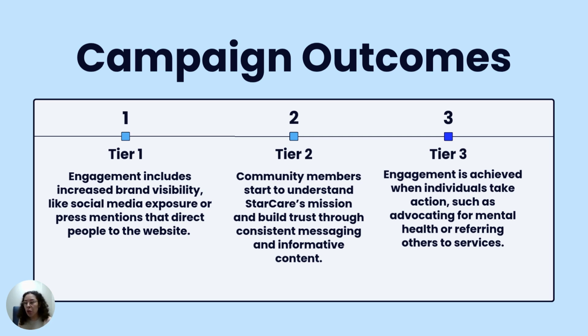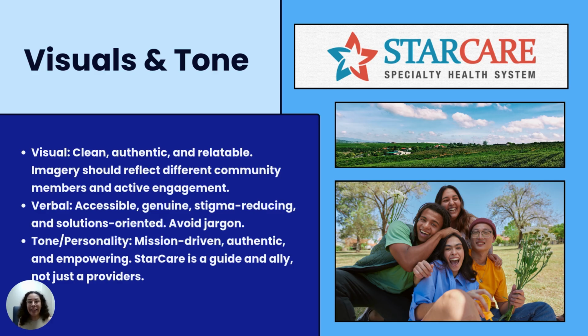So the visual tone and branding of this campaign would go a lot with, of course, visual wise, what we have right now with our star logo and our color scheme. But in terms of how we are talking to our audience, the verbal needs to be accessible. It needs to be authentic, genuine, and stigma reducing.